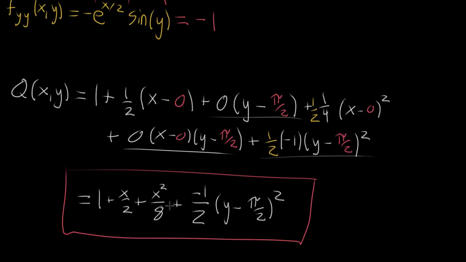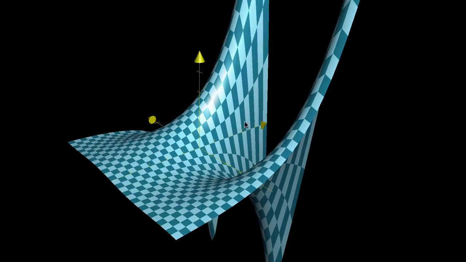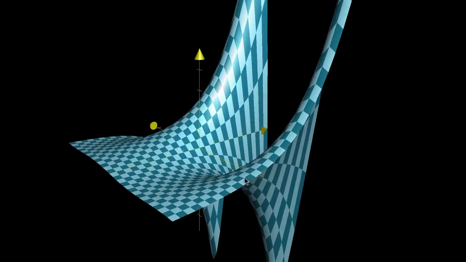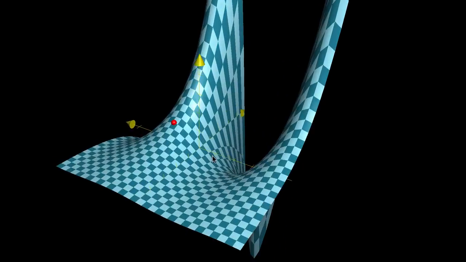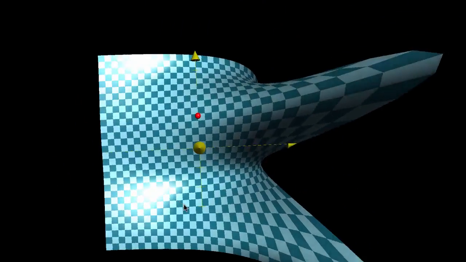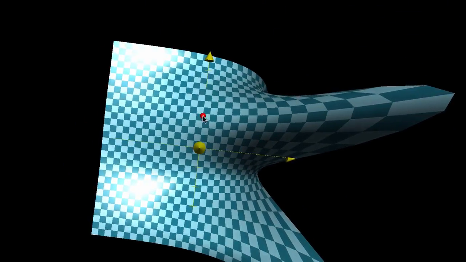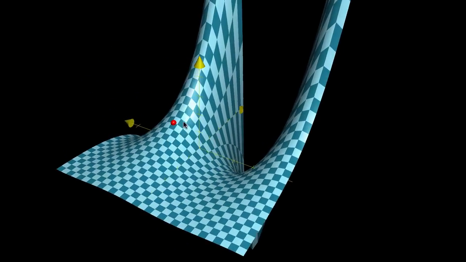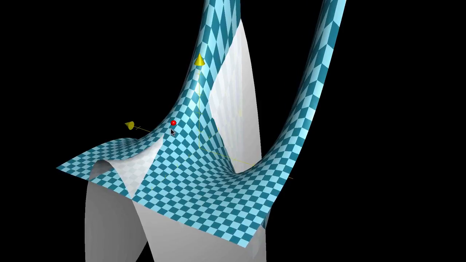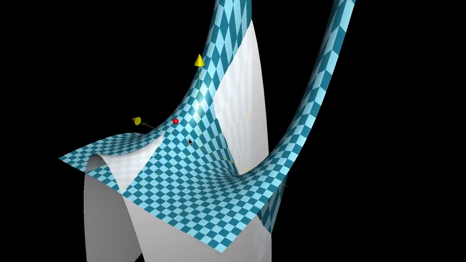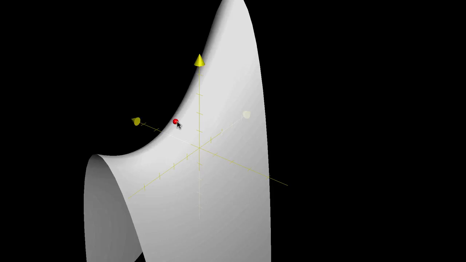But just to get a feel for what this means, let's pull up the graph of the relevant functions. So this here is the graph of the original function, e to the x halves times sine of y. And the point that we're approximating near was where x equals 0. So let's see how we get oriented. X is equal to 0, and then y is equal to pi halves. So this is the point we're approximating near. And the quadratic approximation, when you plug everything in, has a graph that looks like this white surface here. So if I get rid of that original graph, this is how we're approximating the function near that point.